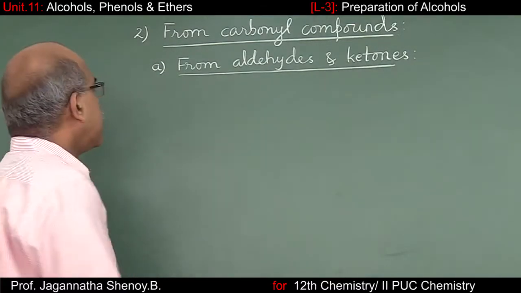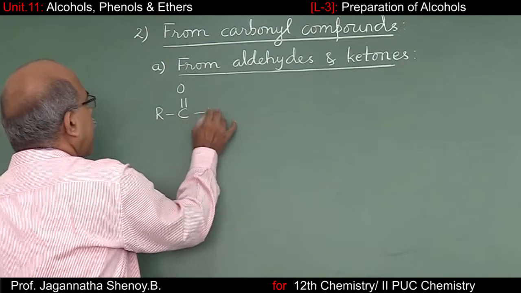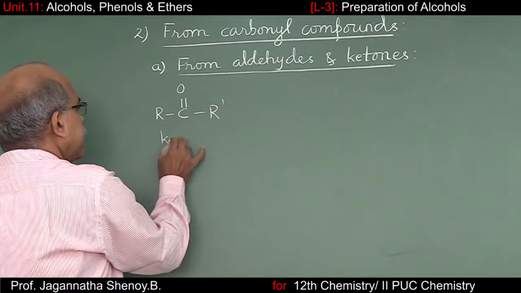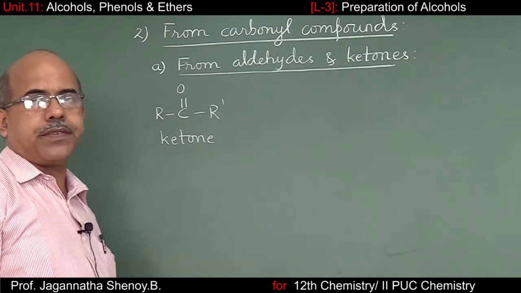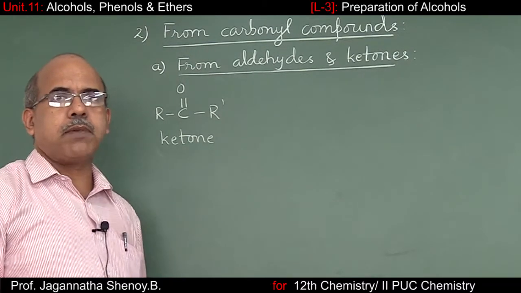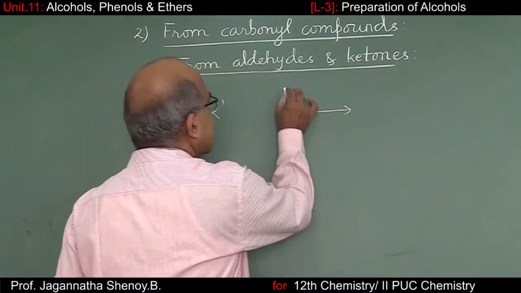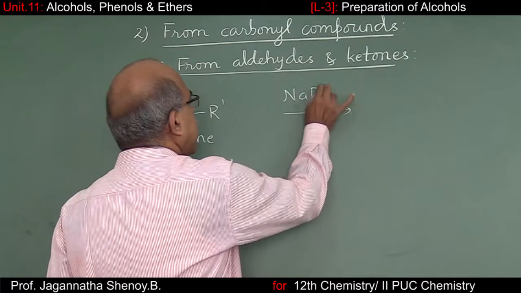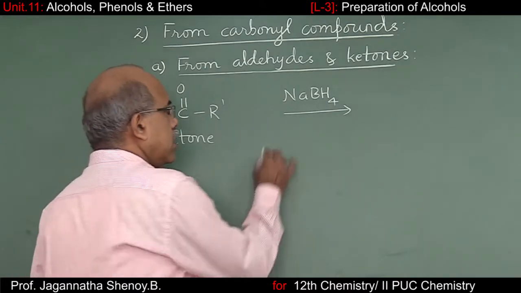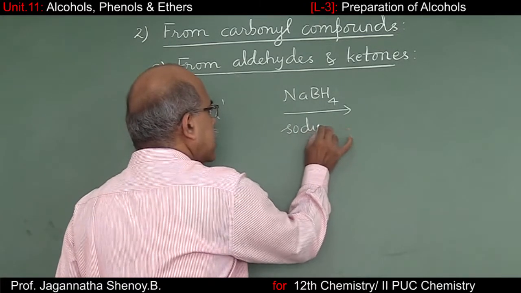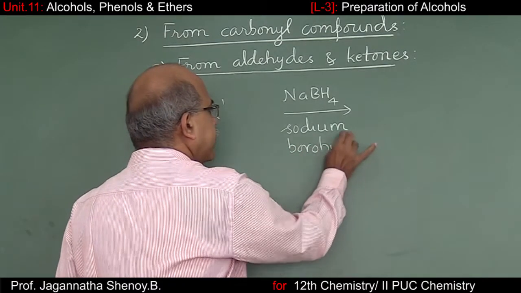Now we'll start from ketones. Ketones are represented by the general formula RCOR'. Again, I'll subject this to reduction. I can go for hydrogen in presence of palladium, but for a variation, I'll go for another reducing agent. This reducing agent is called sodium borohydride. So the name of the reducing agent is sodium borohydride.